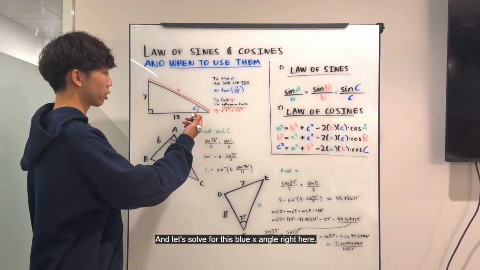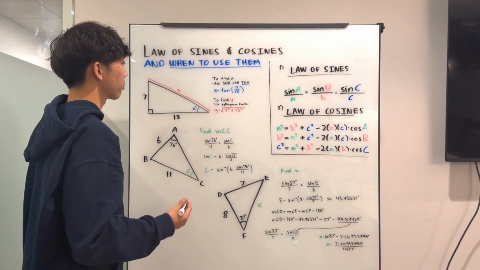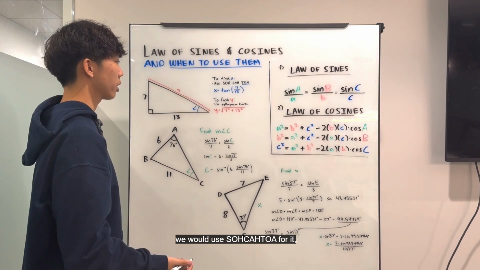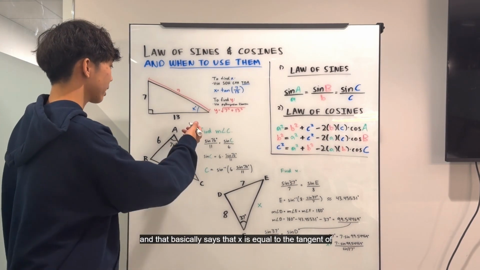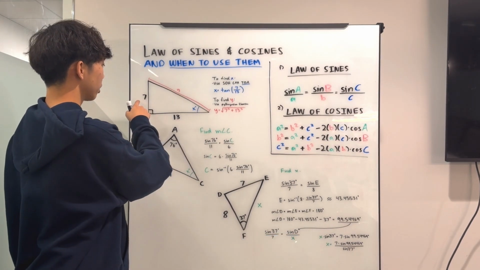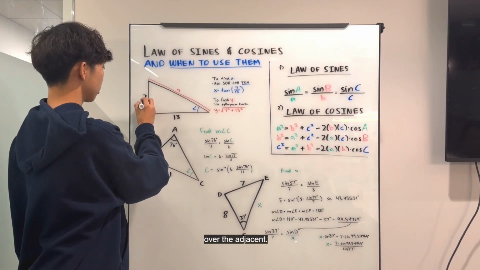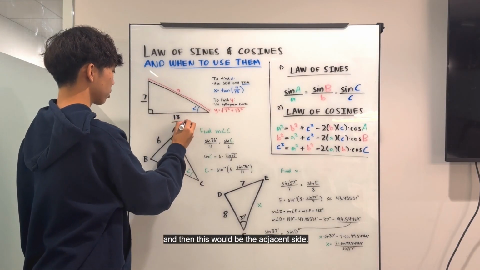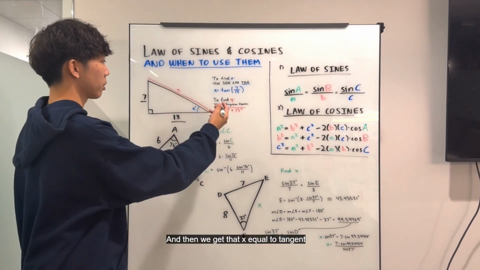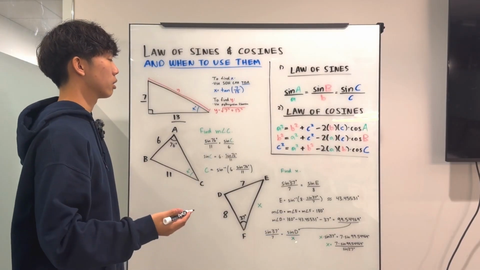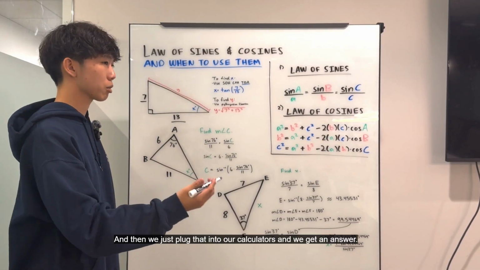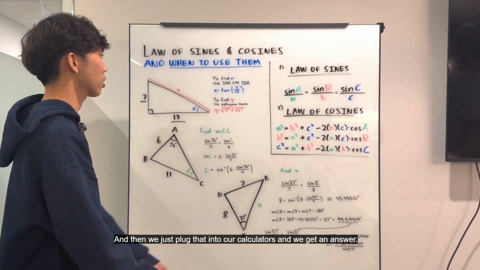Let's solve for this blue x angle right here. We would use SOHCAHTOA for it, and that basically says that x is equal to the tangent of the opposite over the adjacent. So this would be the opposite, and this would be the adjacent side. Then we get that x is equal to tangent of 7 over 13, and we just plug that into our calculators and we get an answer.